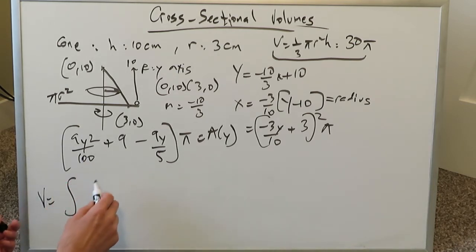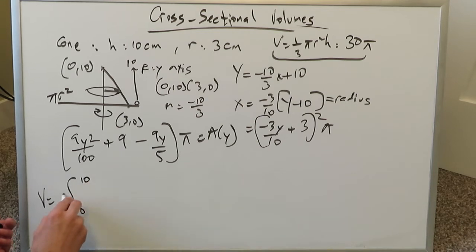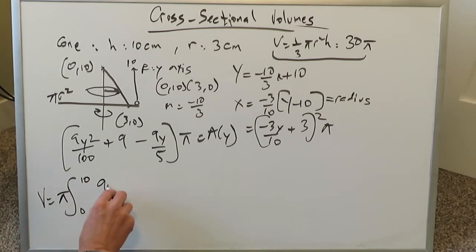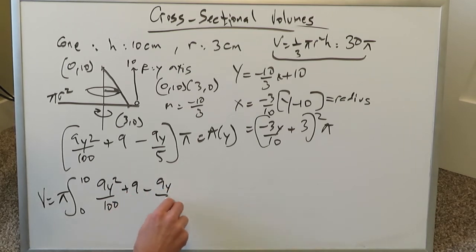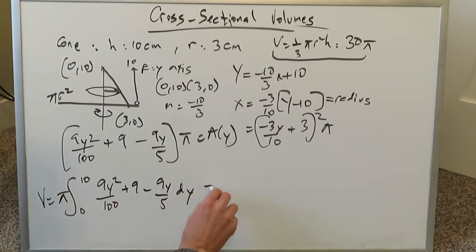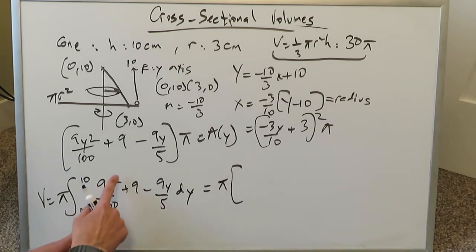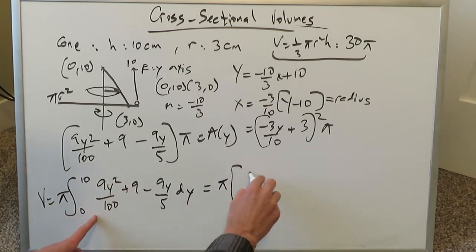When you integrate this from 0 to 10, you have a pi sitting outside. You have a polynomial which is very easy to integrate, and you're doing all of this dy. When you integrate it, definite integration, this will become 9y cubed over 300.